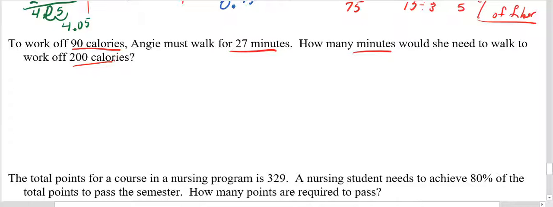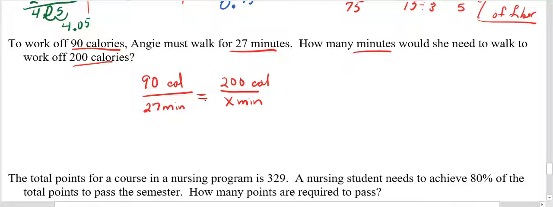So I can compare calories to calories, minutes to minutes, or I can do it this way, which I like. I've got 90 calories for 27 minutes, and that's going to equal how many? Whoops. If minutes is on the bottom, minutes has to be on the bottom here. And if calories is on top, then my 200 calories has to go on top. I have to compare it the same way. Calories to minutes, calories to minutes. Now it's a proportion because they're equal.